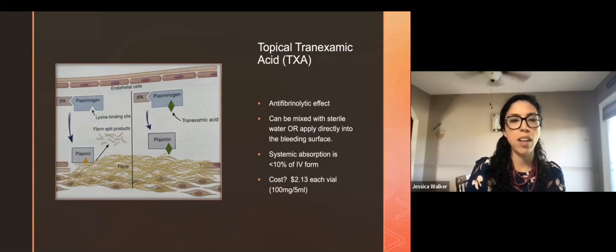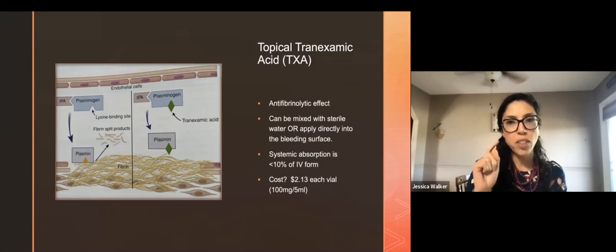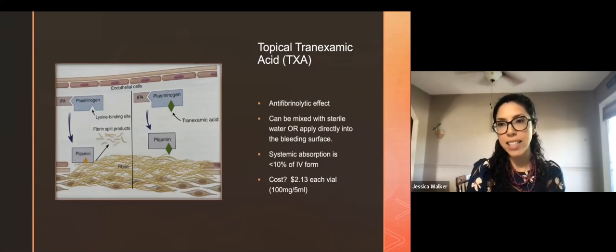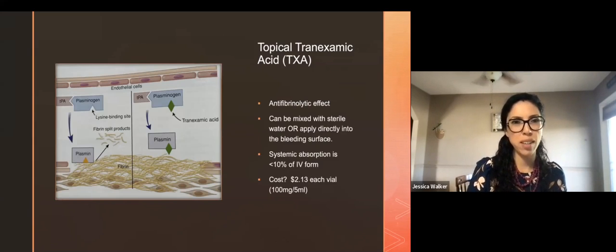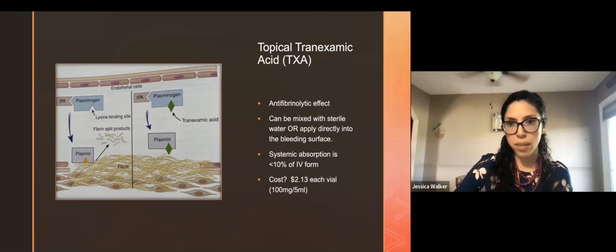Oh, wait, hold on. The picture. So tranexamic acid is basically a lysine analog. And I know this one, I've seen it at least once in my periodic exams. Basically, once it binds to this lysine binding site, it's going to prevent plasmin from breaking up the fibrinogen. So it's an antifibrinolytic product.